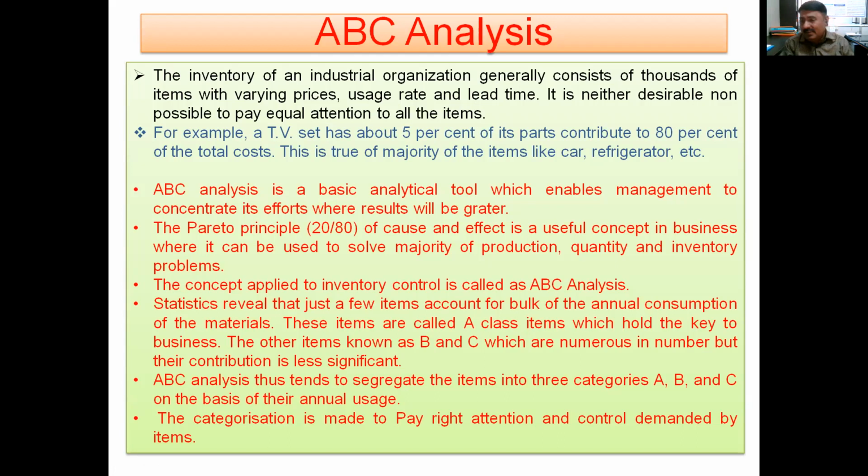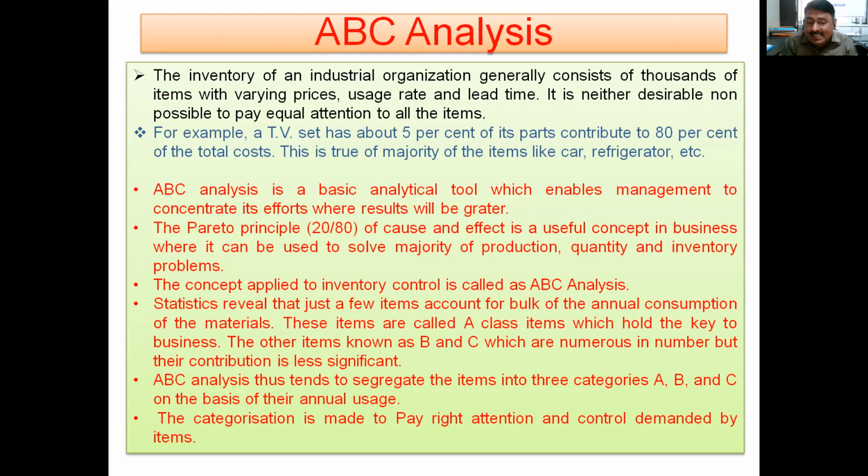The other items are known as B and C, which are numerous in number. So if there are 100 items, the A-class items may be only 15, and the remaining 85 can be categorized under B and C. But their contribution is very, very less as compared to A. Though they are 15, they have the maximum contribution as far as the cost and the overall things are concerned. And the remaining 85 items have very little contribution.